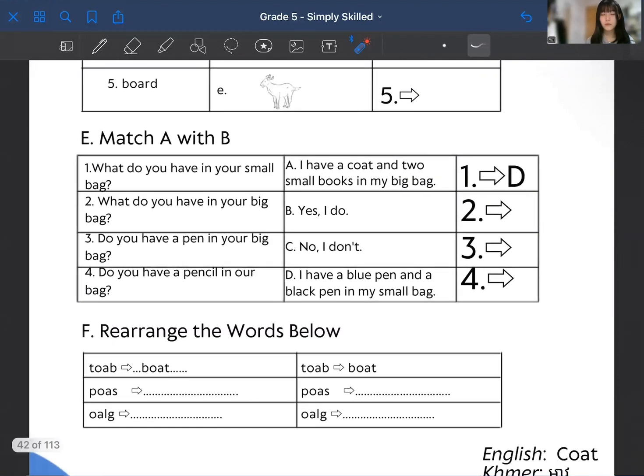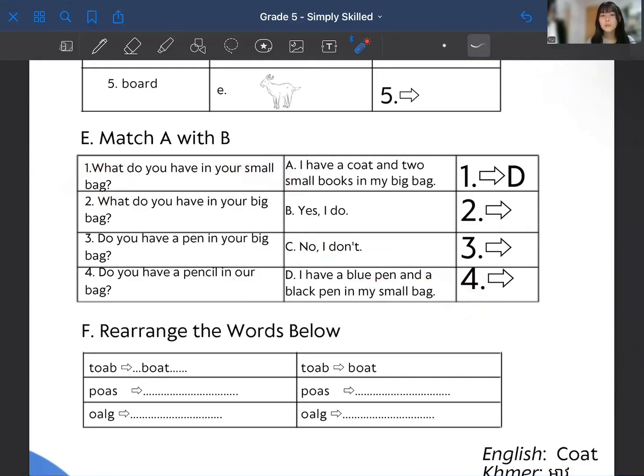And then for E, it says match A with B. So the thing that you do here is basically the same thing as D. It's just a little bit different. So there's actually 4 questions and there's 4 answers, and we need to match them so that they form the correct conversation. So again, number 1 is already done for us, so let's look at it together. It says, what do you have in your small bag? And out of all of these, D fits best because it says I have a blue pen and a black pen in my small bag. So it says small bag here and here.